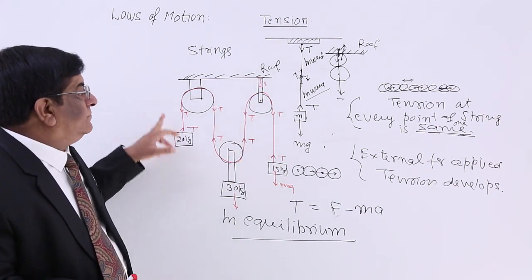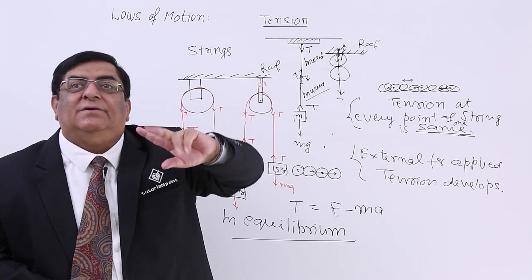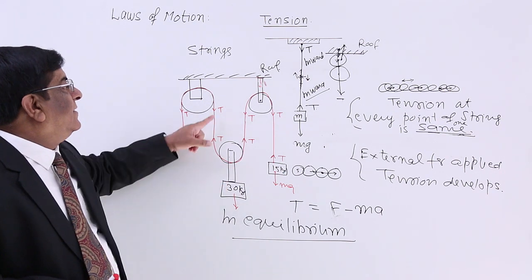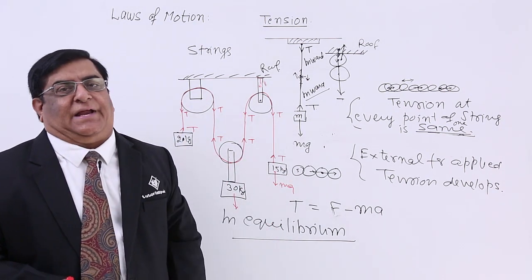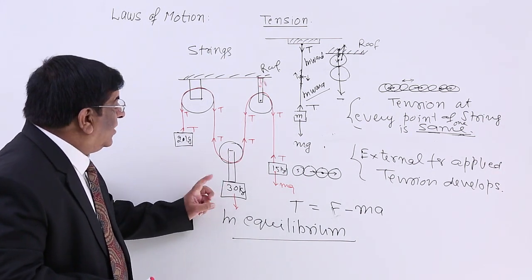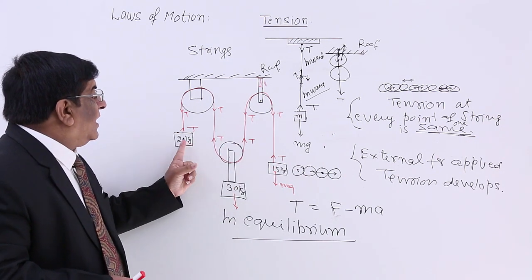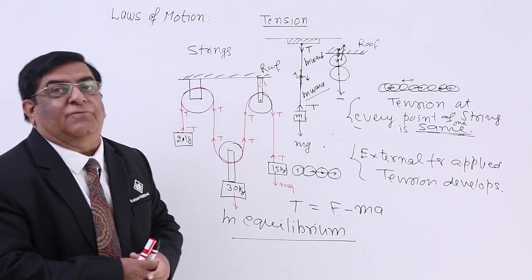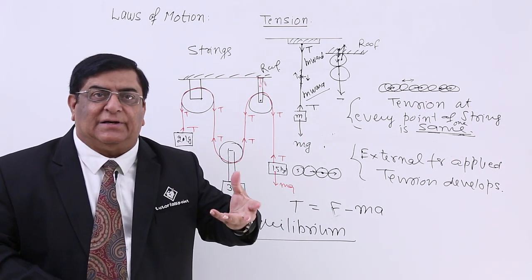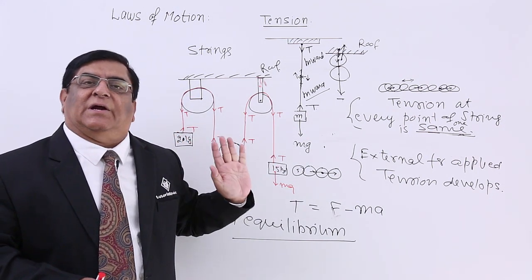And here the length of the string is not changing. So in our definition, the string is in equilibrium and all the points of the string are having the same amount of tension. If this is coming down or this is going up, suppose this is moving up, these two are coming down, then what will happen? Will the tension be different at different points? Answer: no. Tension may decrease, tension may increase, but it will be distributed in the same amount at every point.